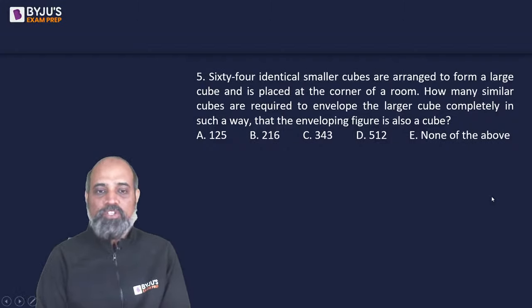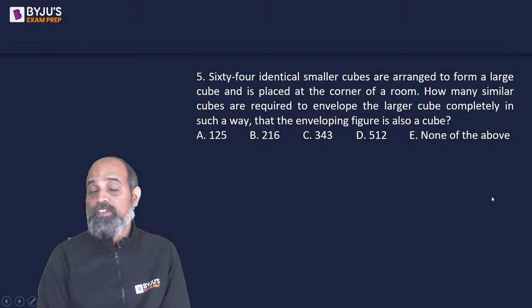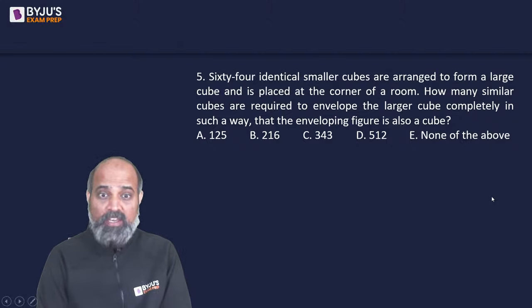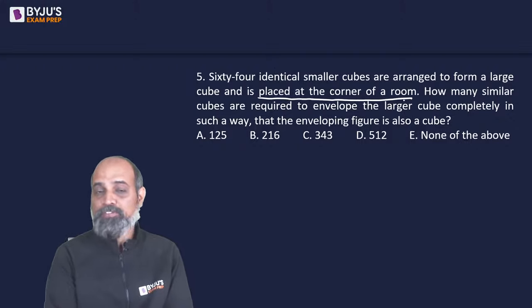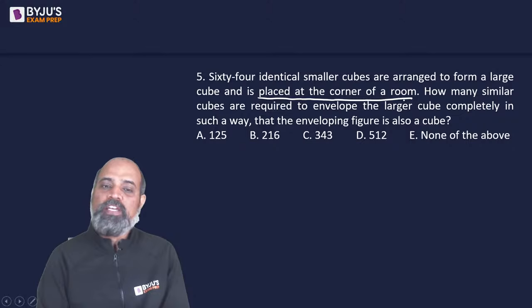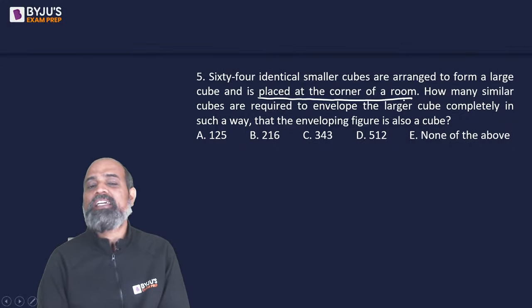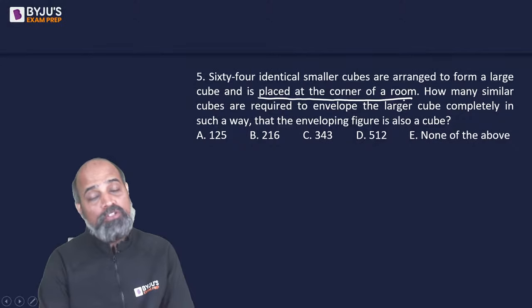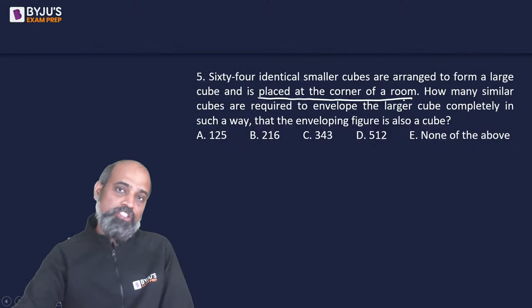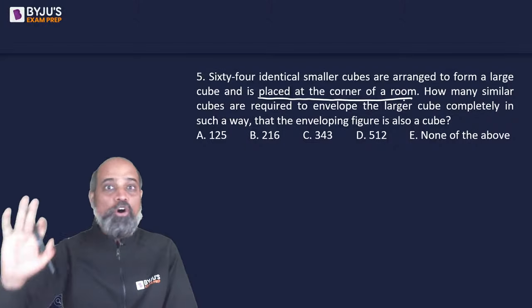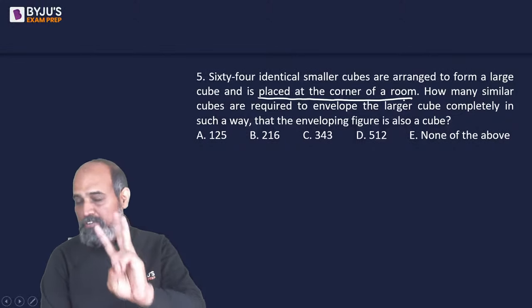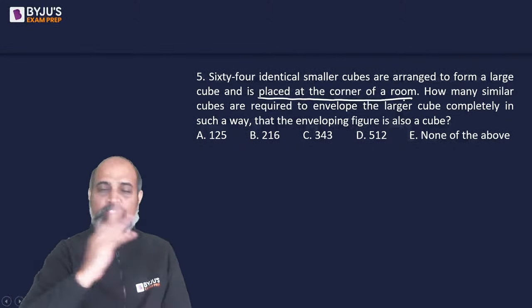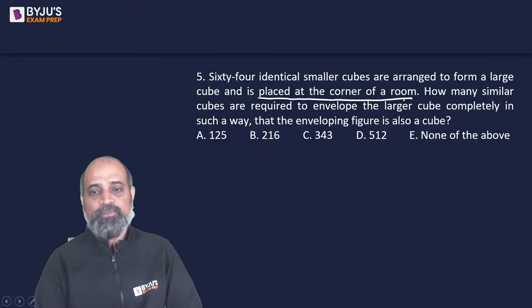Same question, go ahead. Now we have, instead of 27, 64 smaller cubes that are arranged to form a large cube, and it is placed at the corner of a room. Now there is a condition which was not there in the previous one. How many similar cubes are required to envelop the larger cube completely in such a way that the enveloping figure is also a cube? Since it is placed along the corner, we won't be able to cover all its 6 faces, right? If a cube is placed at the corner of a room, you can only find 3 faces. The top one, the left and the right. The other half will not be there.